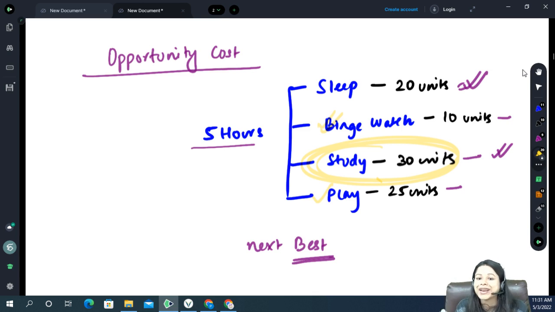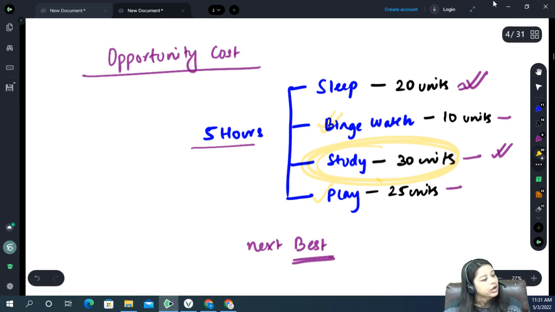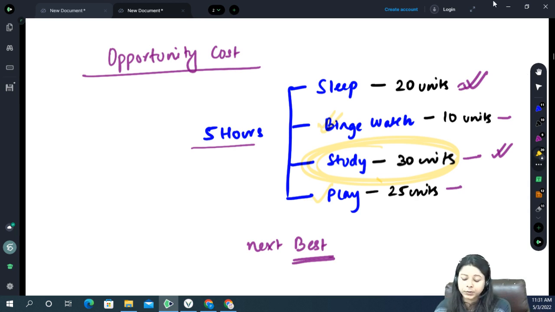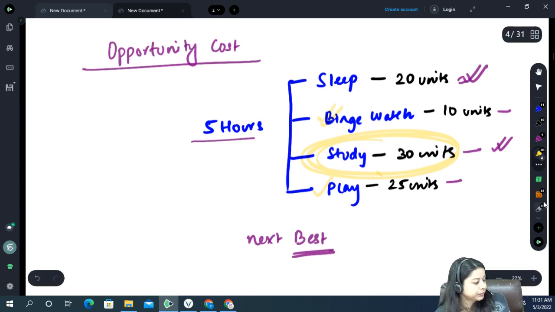You don't have to subtract anything. You don't have to subtract 30 minus 20 or something like that. No. It's clearly the cost of the next best alternative, or the benefit of the next best alternative which you are getting. Clear? You can all copy down this particular example. It's not there in the compiler. You can all copy down this.